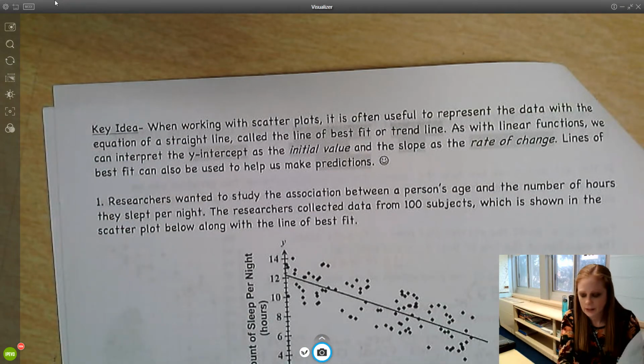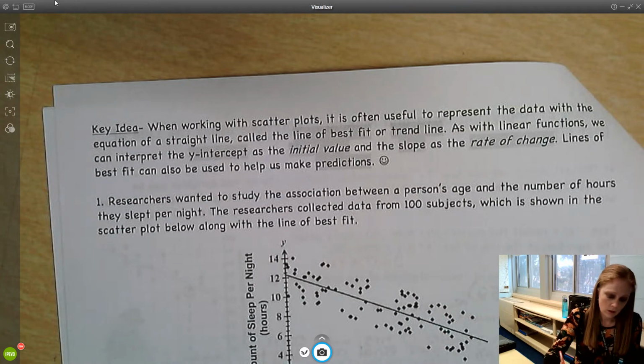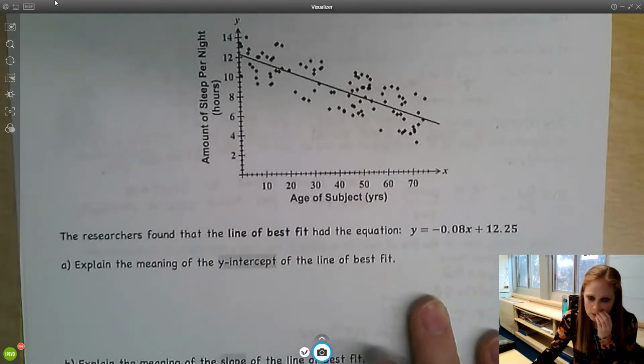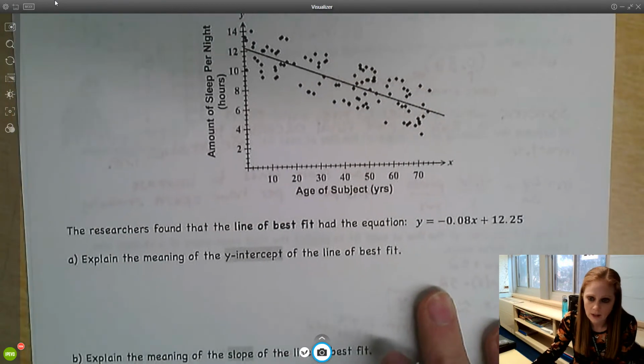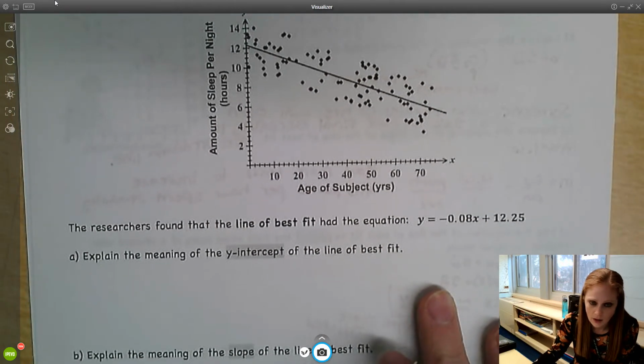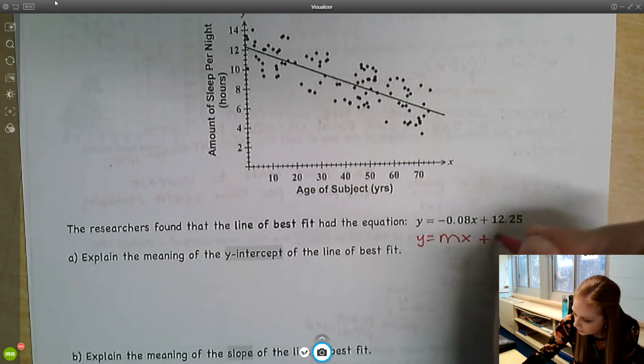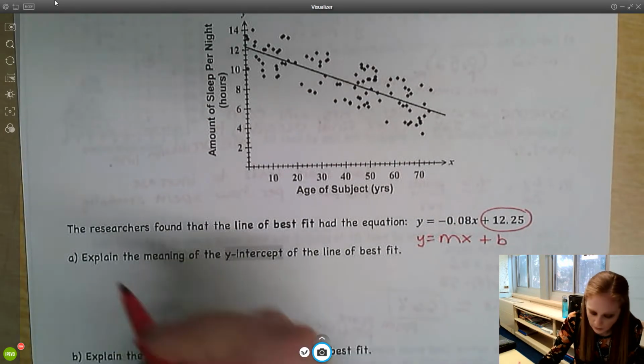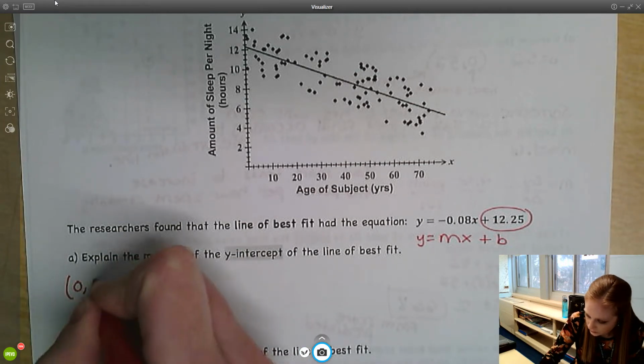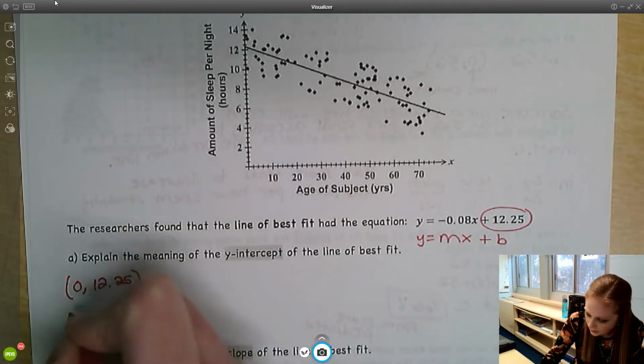All right, so looking at our second one, the line of best fit that they give us is y equals negative 0.08x plus 12.25. So our y-intercept is this 12.25. So that would be the point (0, 12.25).